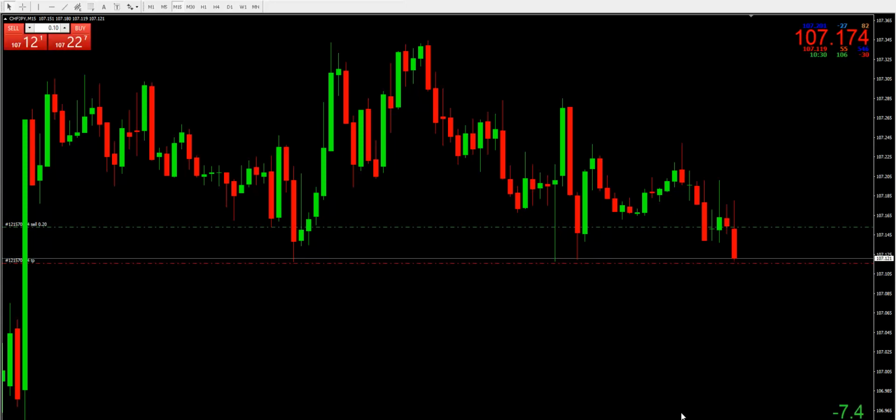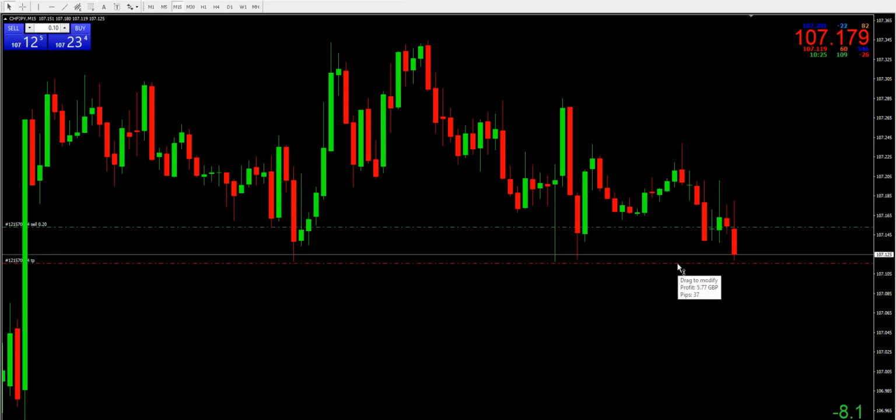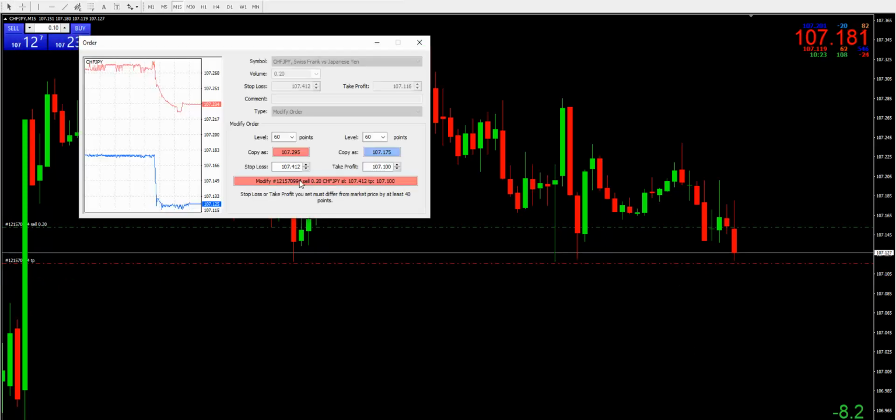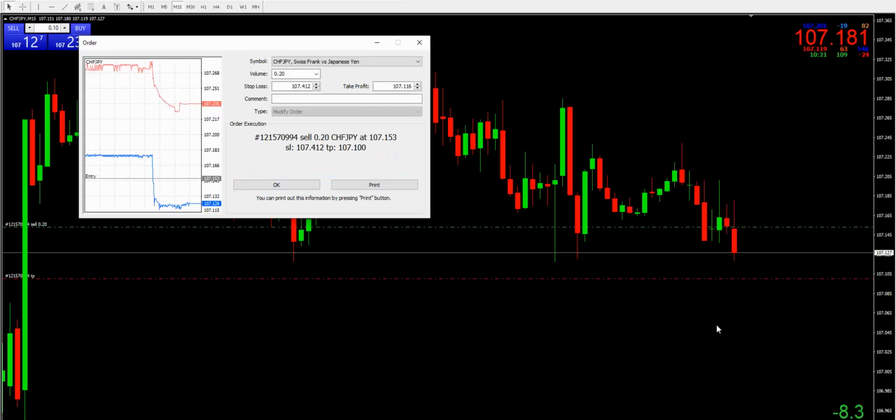Well, I might as well make some profit, even though it was just a trade I entered. I might as well make some profit on this trade. Let's just see if it's going to go further down.